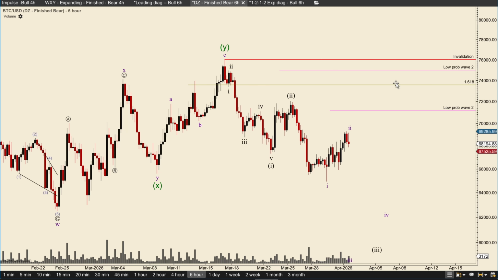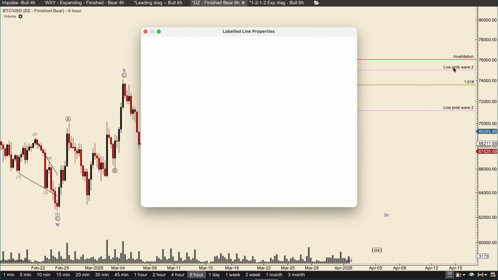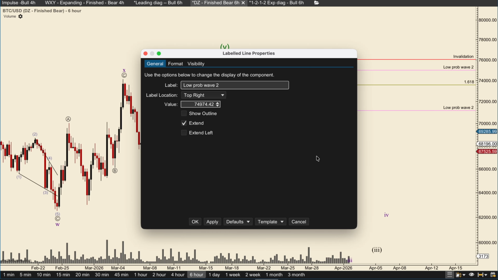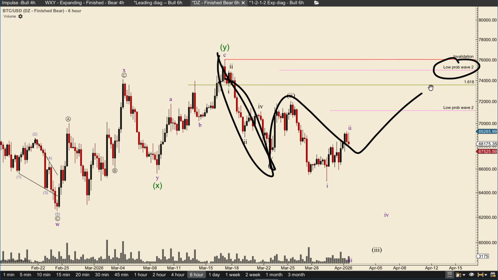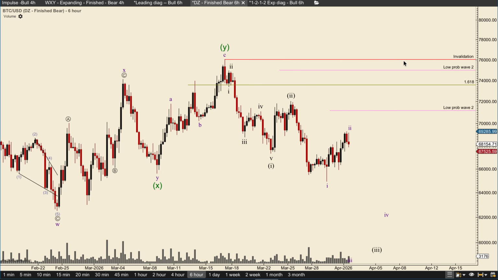And also, if we hit this low probability wave 2 target, 74974.42, this is referring to this wave 2, so 1, 2 over there. And here is where the probabilities change in favor for the bulls instead. So the bears do not want to take out this line. And this is the invalidation, of course, on this bearish scenario.